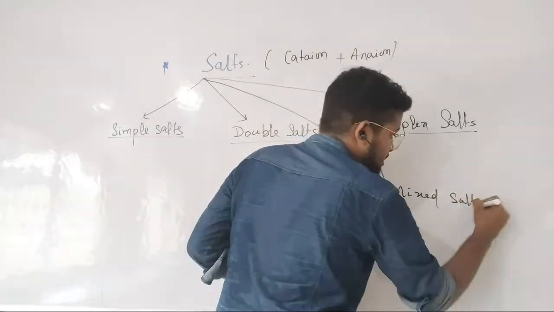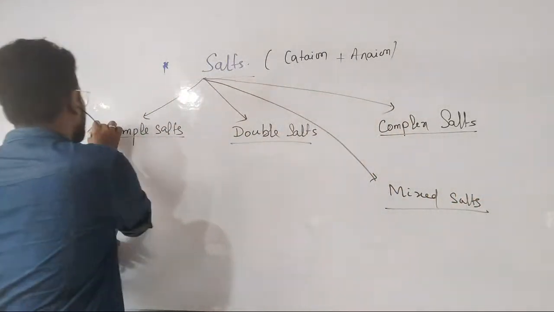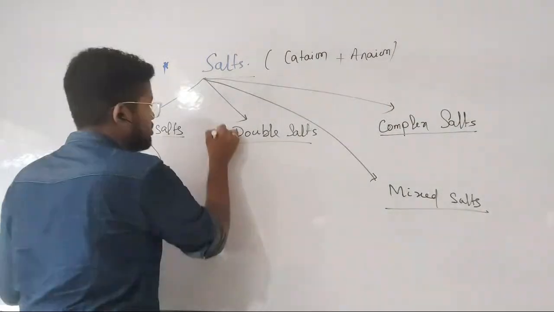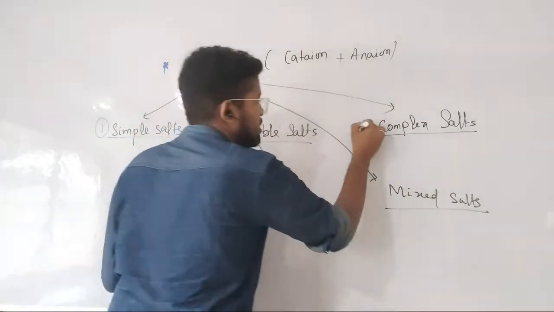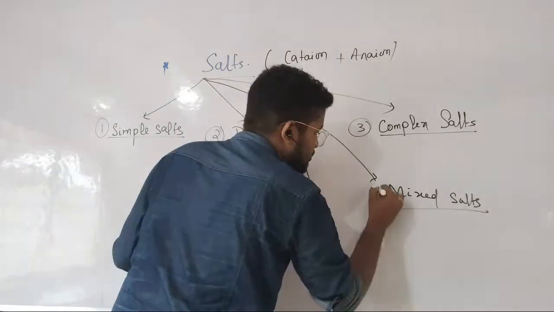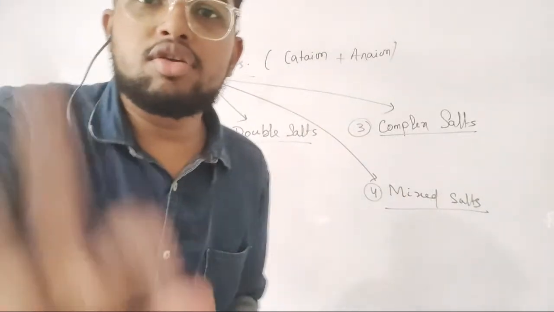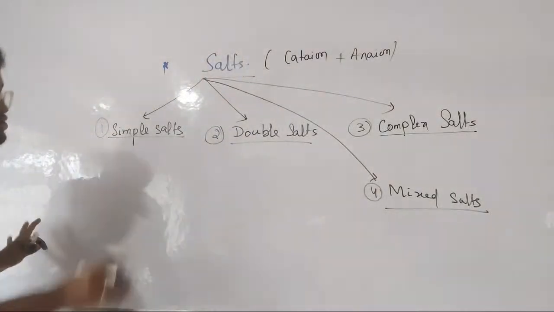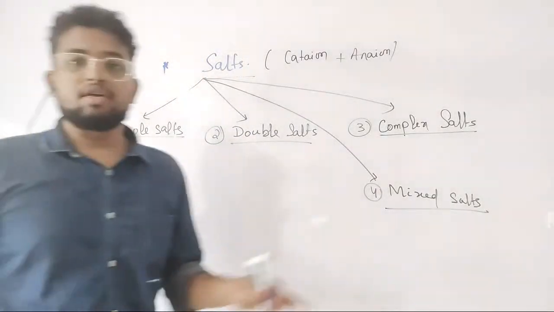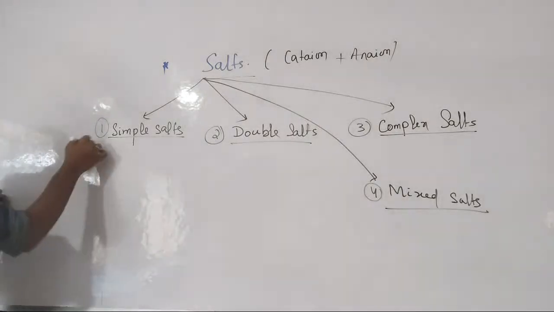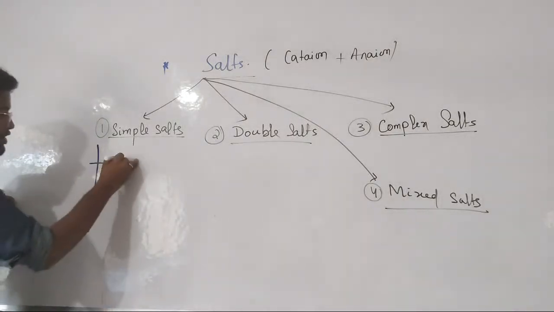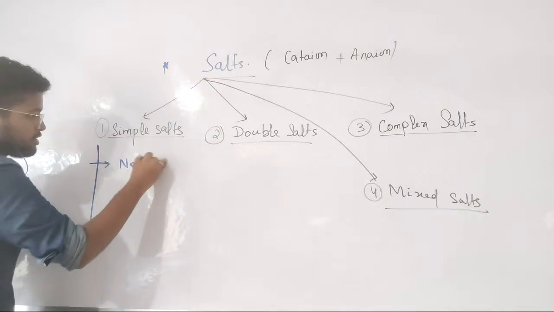So we can divide salts roughly into four categories. First is simple salts, second is double salts, third is complex salts, fourth is mixed salts, right? Yes or no, beta? So mixed salts, let's start from the simple one. Simple salts. So we have neutral salts, right?